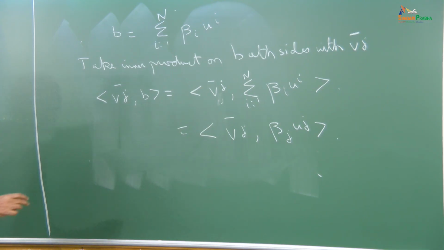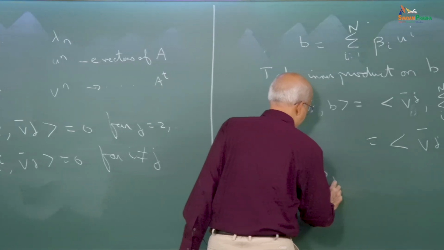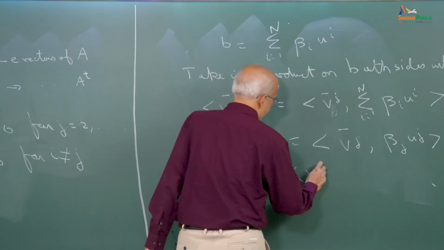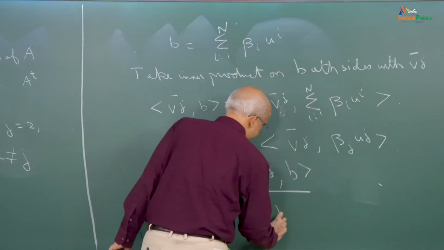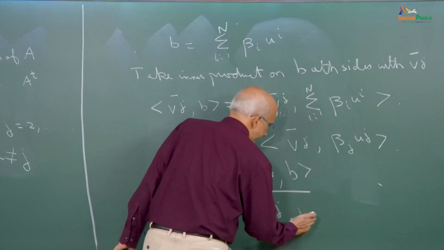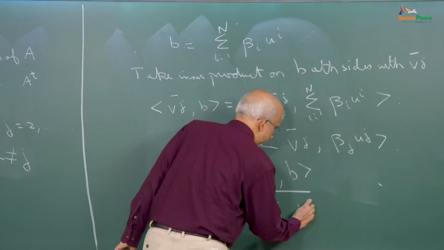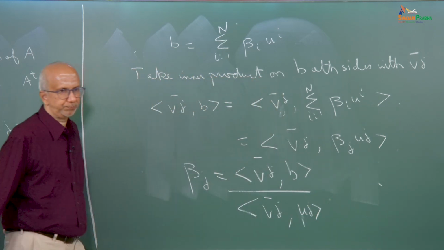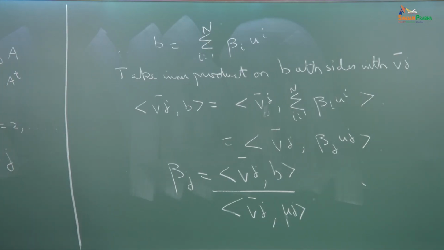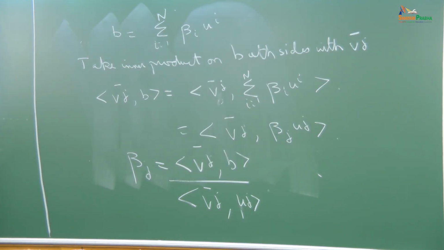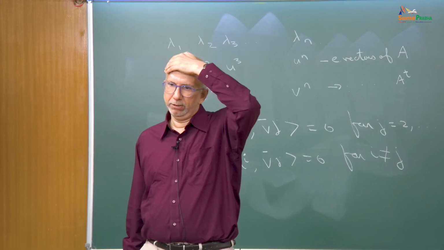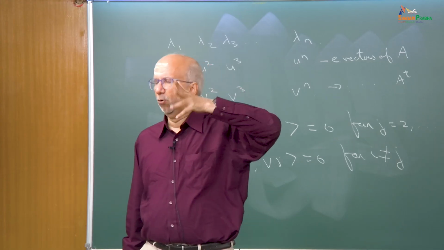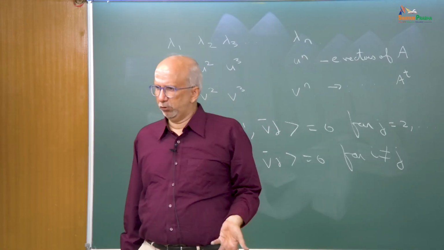And so, basically beta j turns out to be the inner product of Vj bar with b divided by the inner product of Vj bar with Uj. This is exactly what we did yesterday. Yesterday I did it with a specific example. I took a 2 by 2 matrix and I had only u1, u2 and v1, v2. Only thing is everything was real, so I did not have to do a complex conjugate.